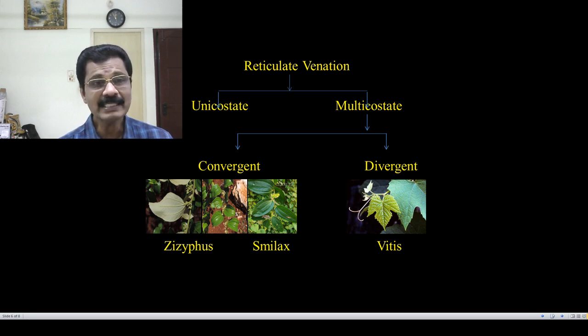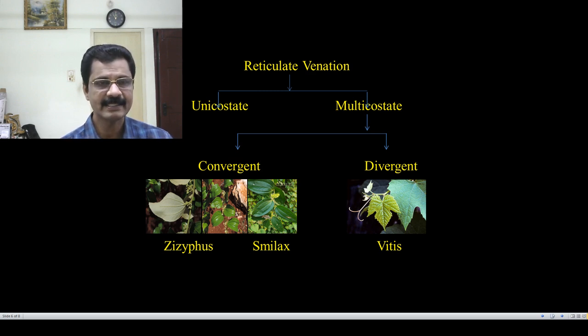But in the divergent type of reticulate venation, the typical example is Vitis, grape vines. There you can see several main veins. They are divergent type. They tend to move apart. That is called divergent type. So unicostate reticulate venation is there. Multicostate reticulate venation is there. Multicostate reticulate venations are of two types, convergent type and divergent type. Do you follow me?